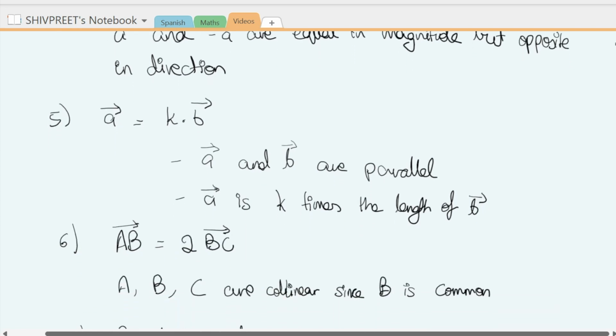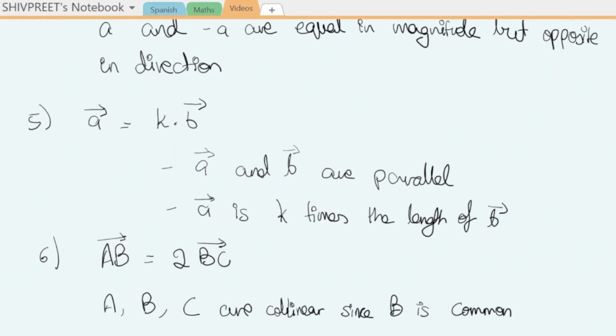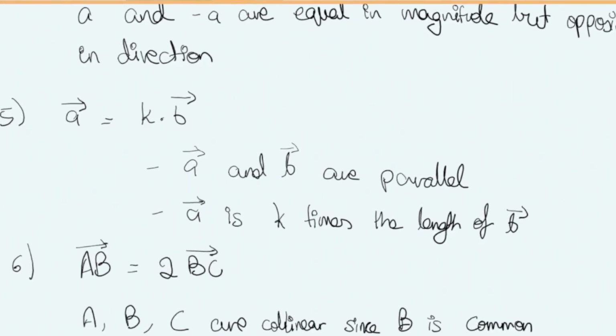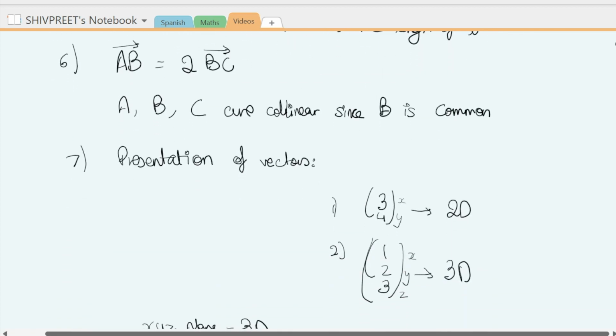Rule 5: if vector A is equal to k into vector B, we know two things: the vector A and vector B are parallel, and vector A is k times the length of vector B. This rule is very important if there's a question to prove this vector is parallel to this vector. We use this.